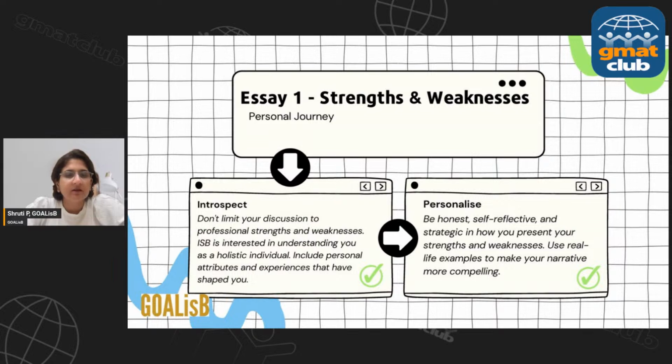What about you as an individual? ISB is very much interested in understanding you, your personality as an individual, and the experiences that have shaped you. So this essay is the place for you to bring up your personal journey. So introspect first, bring up all your stories, and then personalize. Be self-reflective. Look at what your application strategy is.